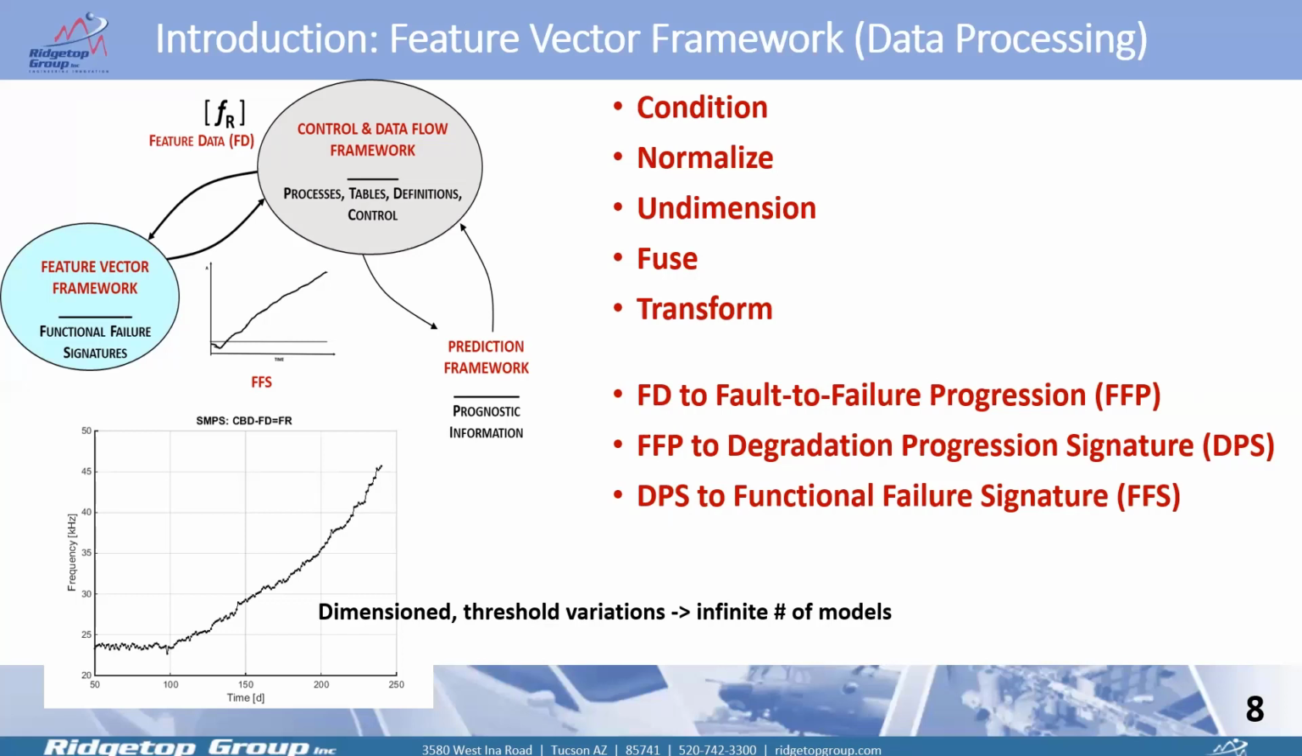That information is then passed off. The FFS is passed off to our prediction framework. We convert the feature data to what we call the fault to failure progression. We convert the fault to failure progression form into a degradation progression signature. We then transform the DPS to a functional failure signature. And that functional failure signature is what is actually input into the second stage of our ARULE.